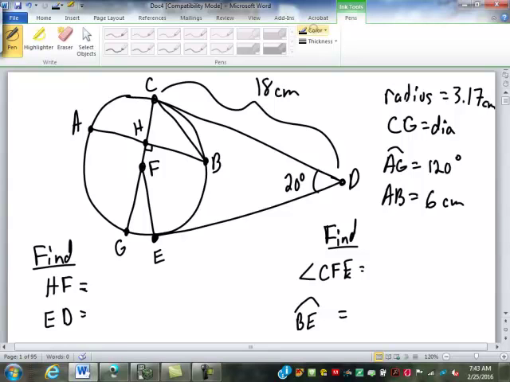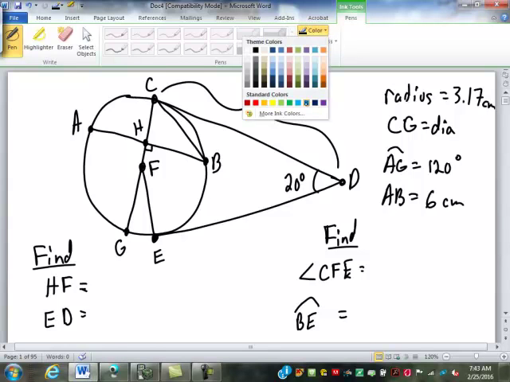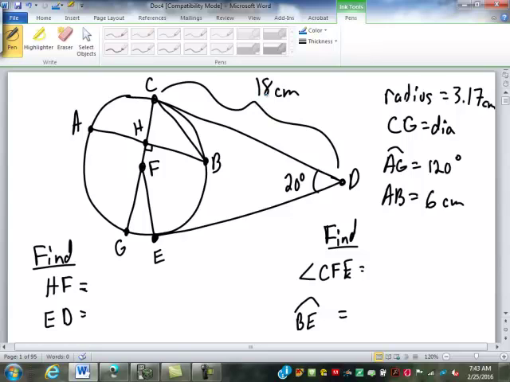Okay, so we're given certain information here. We're given this is 18 centimeters. We're given our radius is 3.17 centimeters. CG is a diameter. AG here is a 120 degree arc, which of course means that says something for this angle.